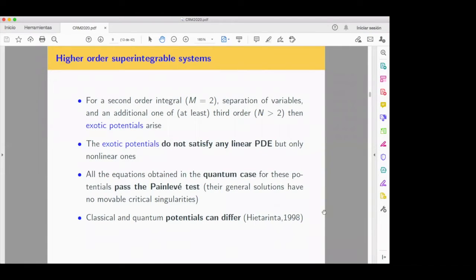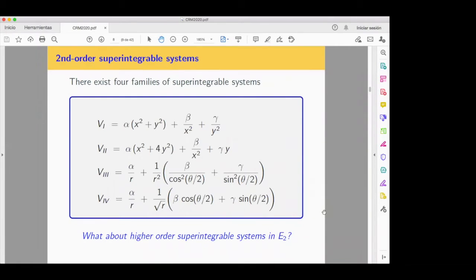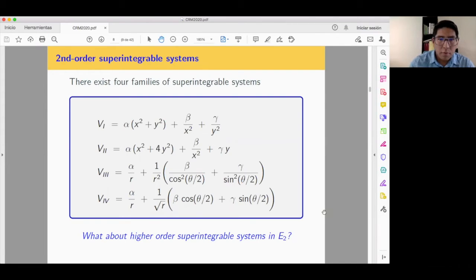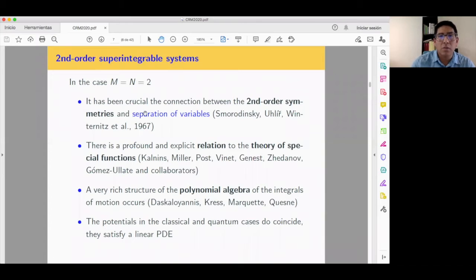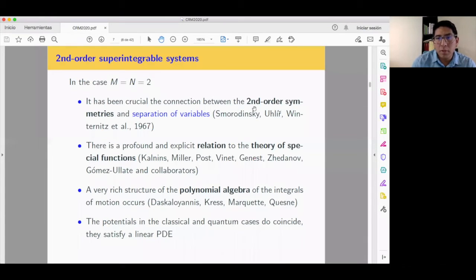Could I just ask Adrian a very quick question? Yes, please. Why are you requiring your integrals to be quadratic in momenta? Because this is the simplest case. So we consider m and n equals to 2. Since the Hamiltonian is already of second order, this is the first systems to consider. So it's just an ansatz. There's no special reason for it. No, well, but they have this special property that it leads to separation of variables. Okay. Yeah.